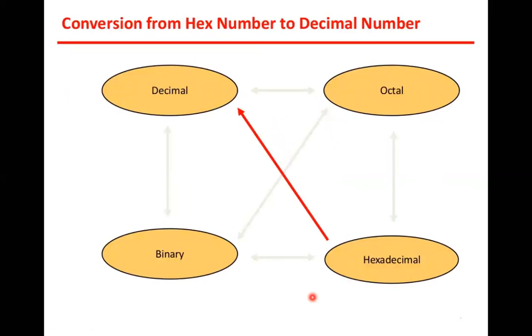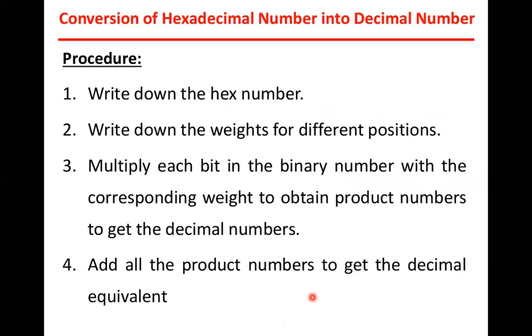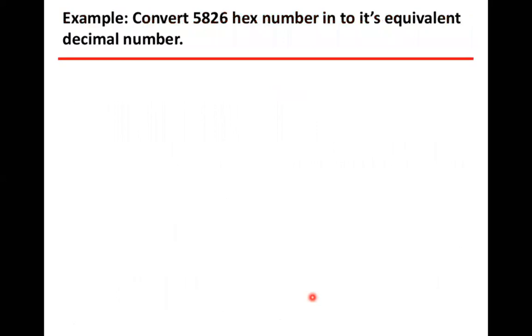Let's see how a hexa number is converted into a decimal number. The procedure is: write down the hexa number, write down the weights for the different positions, multiply each digit with the corresponding weight to obtain product numbers, and add all the product numbers to get the decimal equivalent. Let's see an example. The example will give the right picture. Convert 5826, the number we are considering, to its equivalent decimal number.